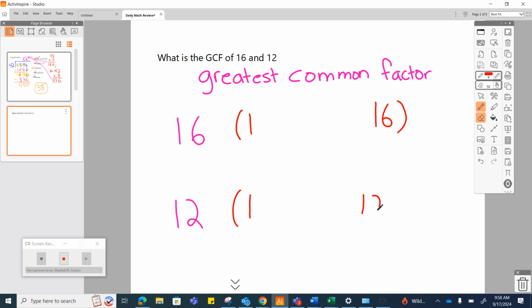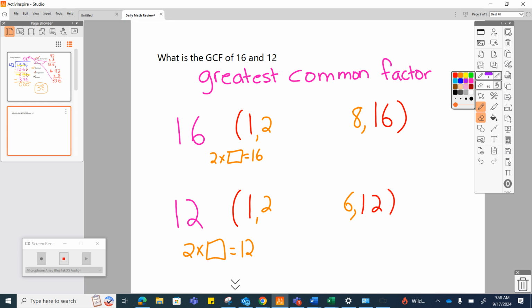Okay? Let's do our 2's. Since this is even, 2 times some number equals 16. It's 2 times 8. And down here, 2 times some number equals 12. Let's do the next one. 3. 3 is not a factor of 16, but it is a factor of 12. 3 times 4. And since there's nothing in between 3 and 4, I have my factors of 12.